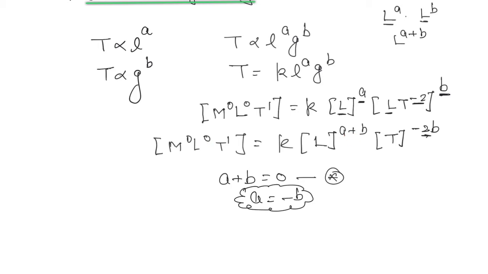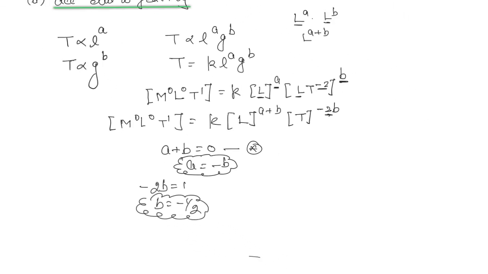In the same way class, what we have: minus 2B for T. Notice. And minus 2B is what? 1. So B will be minus half. Correct class? Now class, A is minus of B. So A will be minus of minus half. So A will be half. Correct class?